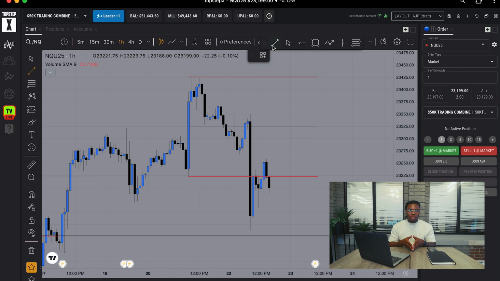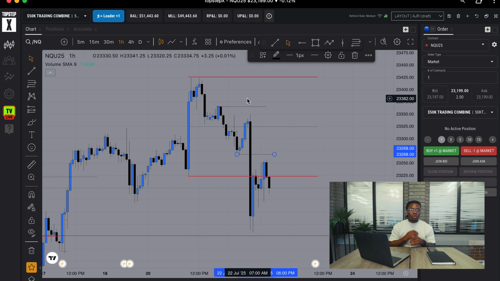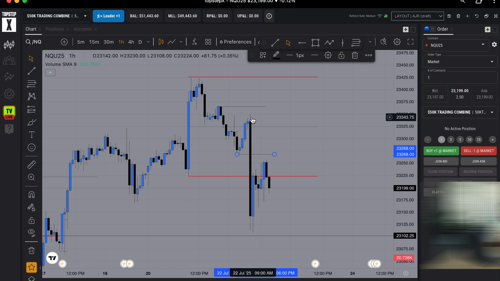Now, I personally like to zoom out a few days, but just from the previous day, we should be able to tell the trend. And so just off of that, if we're looking at an uptrend, 9 times out of 10, we're gonna be looking for buys. Because like I said, you don't want to trade against the trend. The trend is your friend. So now we know we're looking at an uptrend, so we're looking for buys.